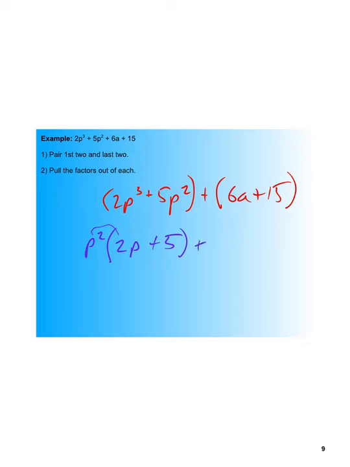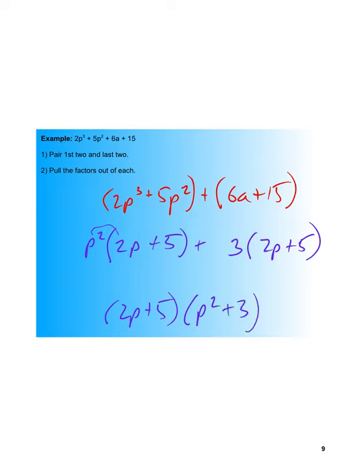And then we have the plus, and again, we're hoping that we can make this a 2p plus 5. And if we put a 3 out front, that would work just perfectly there. So we get 2p plus 5 is what gets factored out from the parentheses, and that leaves a p squared plus 3 from these two terms right here. And again, if we FOILed that, we would end up with our original 2p cubed plus 5p squared plus 6p, not 6a, plus 15. Okay, now this one looks a little different.